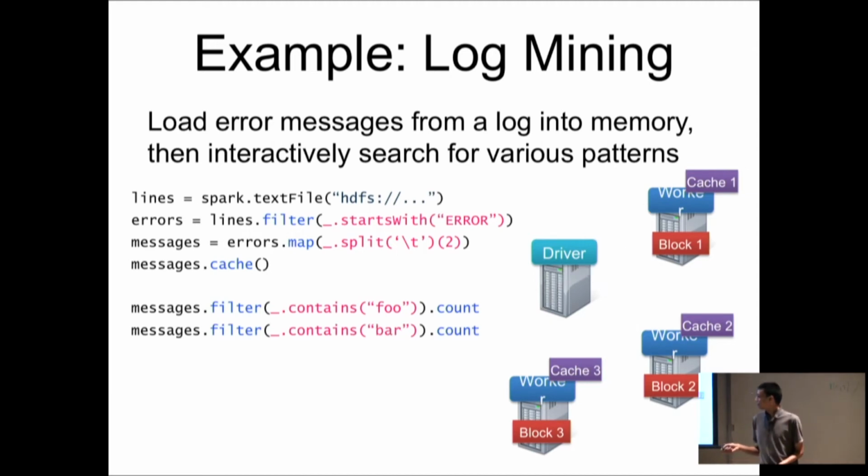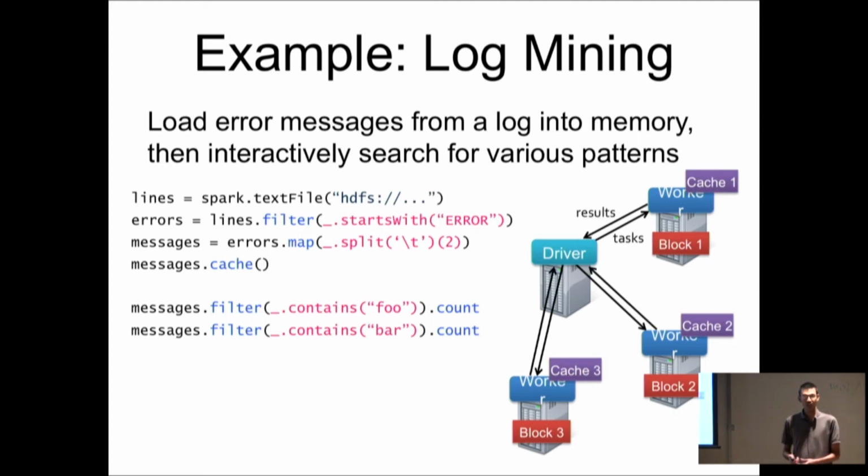So why would we do this? Let's say you want to figure out how many messages contain another word, say bar. If you do messages.filter contains bar, you don't need to go to disk again. You just use the RDD which is in memory, process it, and get a result back to the driver. So the second query runs much, much faster than the first query.